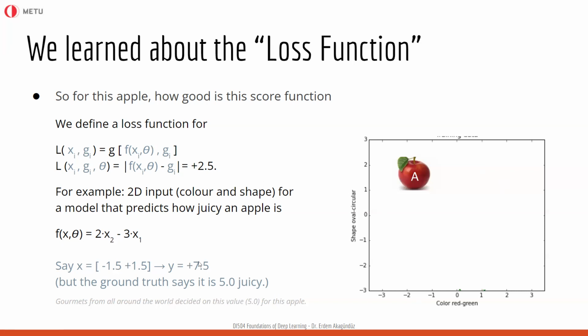Then you have a difference, 2.5. So this loss function is trying to tell you how good your score function is doing with respect to the ground truth. But it is more complicated than that usually. So how to do it? How to find the correct parameters of the score function so that these numbers will fit each other? That's called training and that's called optimization.